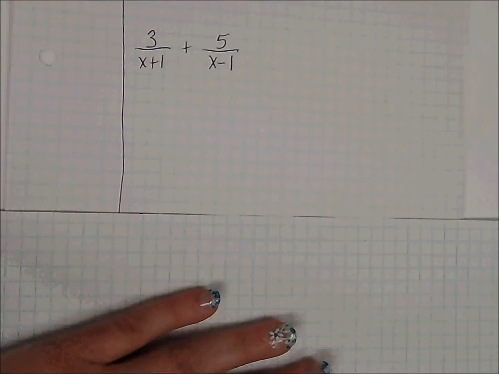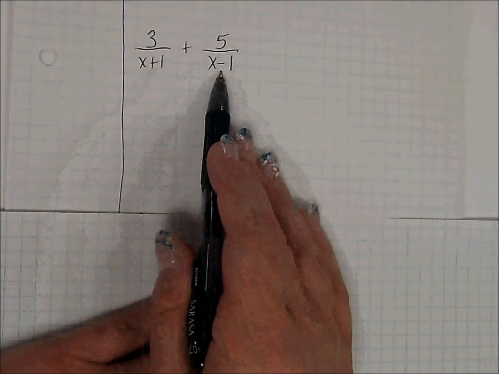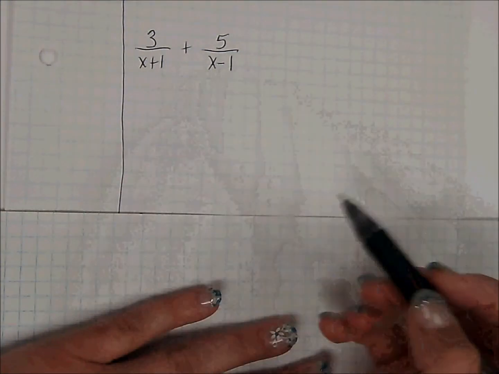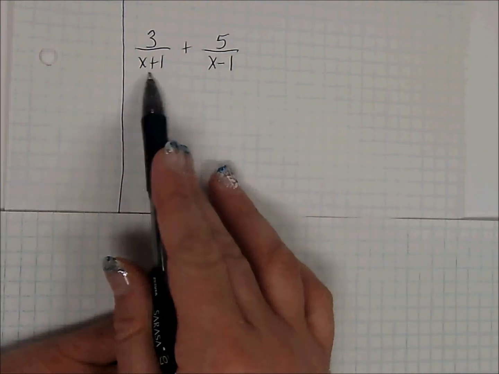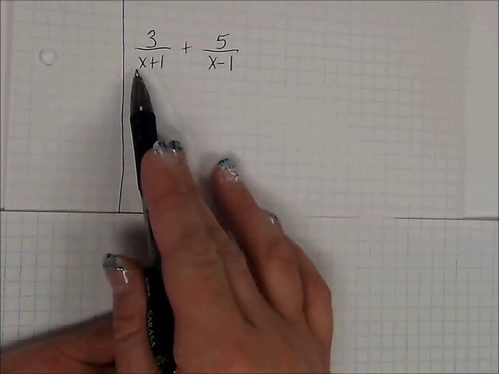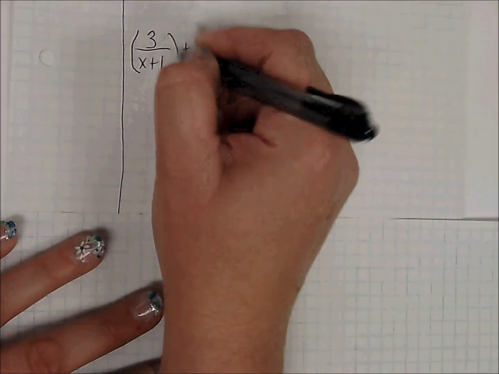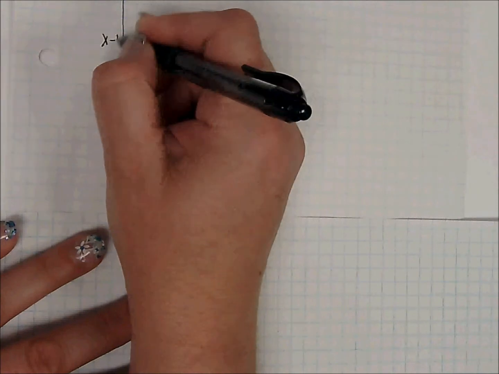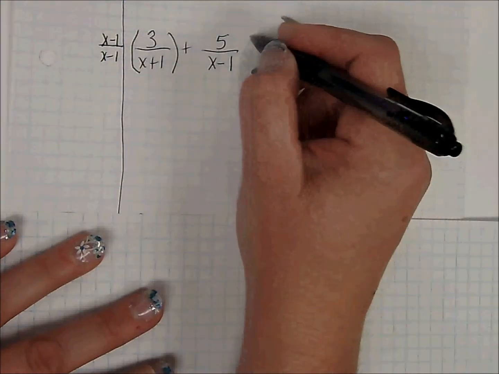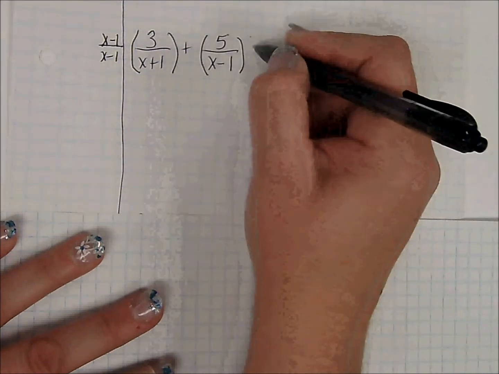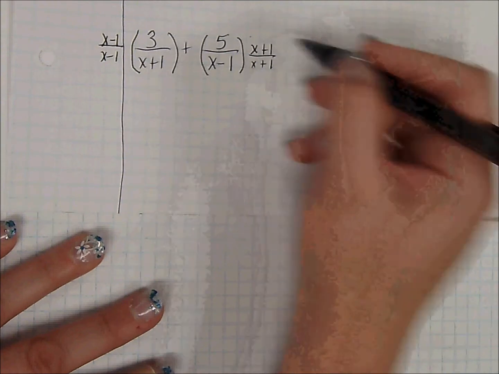Now you have to be careful. This looks pretty similar, but this is an addition and this is a subtraction. So what we have to do in order to make this work is we are going to have to multiply by the opposite denominator. So for example, this side we're going to multiply by 1 and we're going to represent it as x minus 1 over x minus 1. This side we're going to multiply by x plus 1 over x plus 1. Remember, that's still 1. Anything divided by itself.